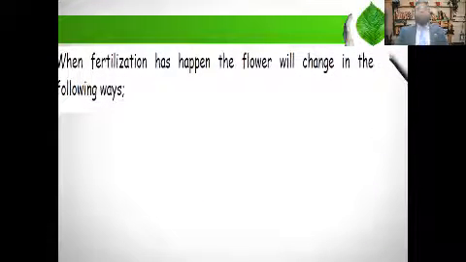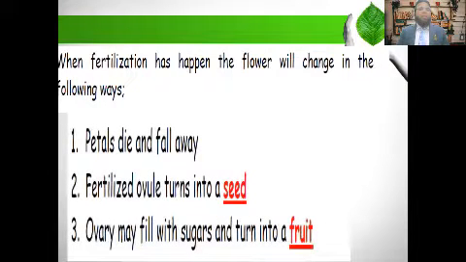Now see, when fertilization has happened, the flower will change in the following ways. See what changes take place. Petals die and fall away. The fertilized ovule turns into a seed. And the third change, the ovary may fill with sugar and turn into fruit.